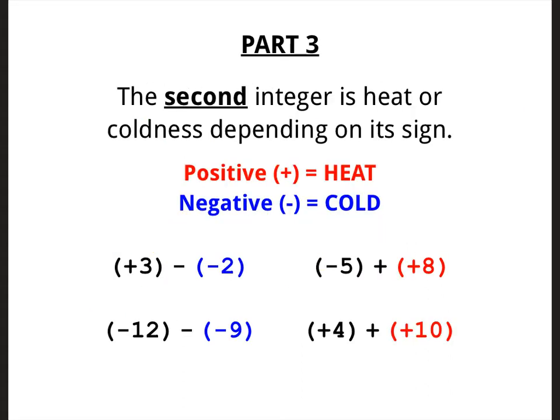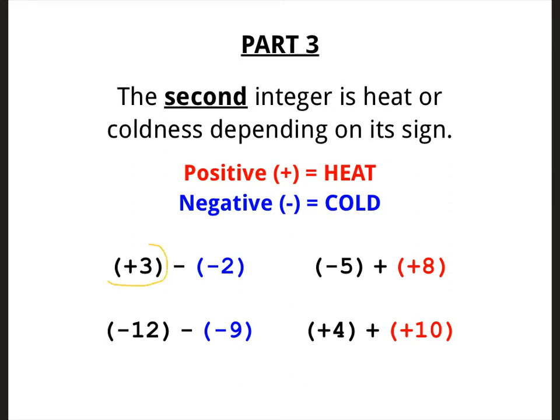Part 3: the second integer is heat or coldness depending on its sign. If it's a positive integer, we consider it to be heat. If it's a negative integer, we consider it to be coldness, or cold. In this question, the second integer is negative, so we're dealing with cold. Same with -9 degrees and -2 degrees. Over here, because they're positive, we're talking about heat: 8 degrees of heat, and 10 degrees of heat. That's the third part.